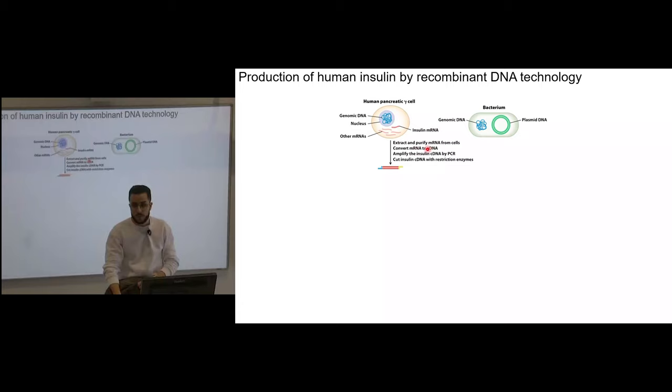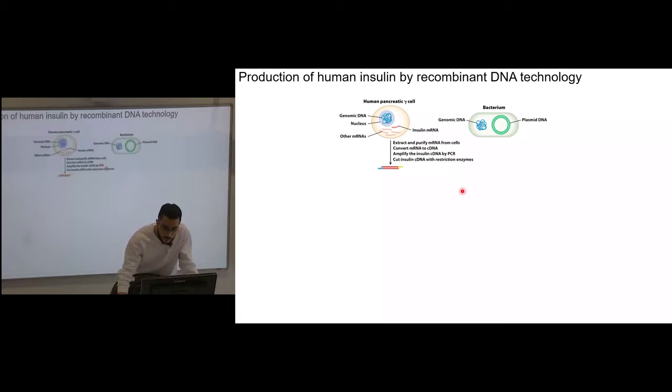So cDNA is the same thing as DNA. The only difference is that cDNA comes from the mRNA, and so it does not have any intron, okay? So this is the complementary DNA. Remember this, it's important. And the way you go from mRNA to cDNA is by using a protein called reverse transcriptase, which you've seen previously, and we'll look at it in a bit.